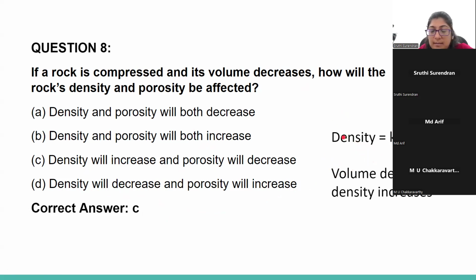Again, since density is inversely proportional to volume, a decrease in the volume is going to increase the density. Now, regarding porosity, if a material is compressed, a lot of air spaces and pore spaces in it are going to be removed, because of which the volume is going to decrease. And due to this, the porosity is going to decrease while the density increases.